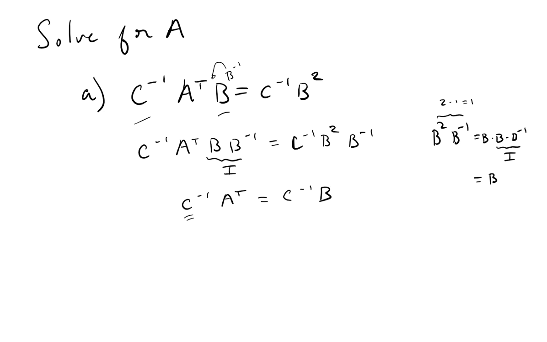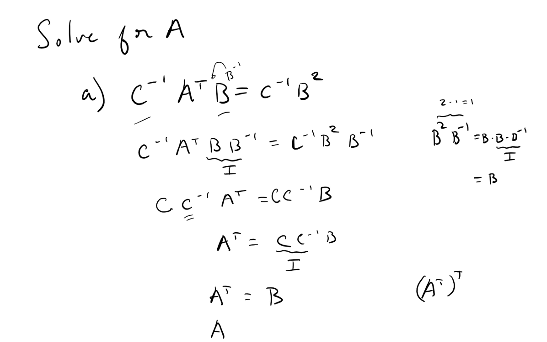Next thing is I want to get rid of C. To get rid of C, I need to multiply by C from the left. If I do this, I get A transpose here, and here I get C inverse B. But as we can see, this is also I, so I get that A transpose is B. And finally, if I just want to have A, I need to use the property that if I transpose a transpose, I get back A. So if I transpose both sides, I'm going to get A on the left-hand side and B transpose on the right-hand side, and that's my solution.